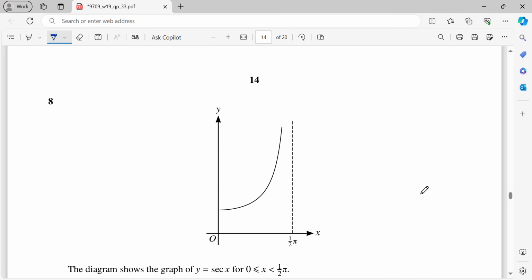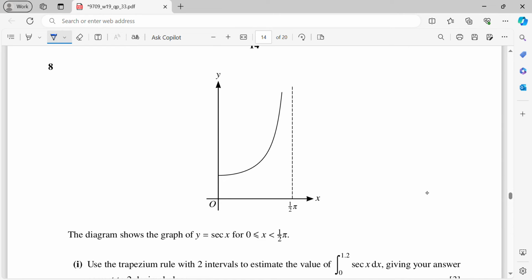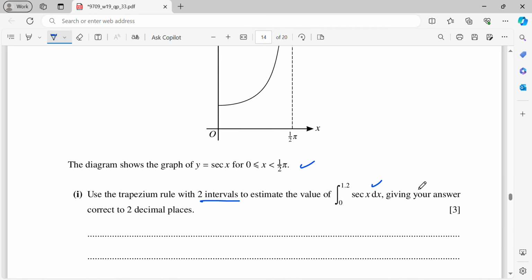Okay, question number 8. The diagram shows the graph of y equals sec x for x between 0 and half pi. Use a trapezium rule with two intervals to estimate the value, giving your answer correct to 2 decimal places. Okay, so if two intervals, start from 0 until half pi. That means it will have 3 ordinates.